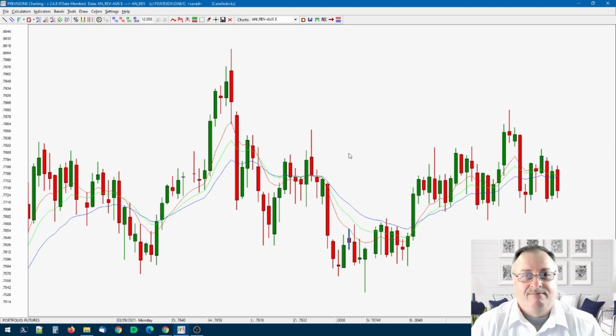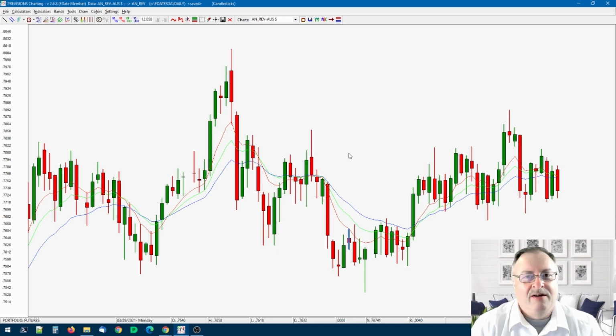Inside bars, we'll start with that one. Inside bars can neither be a swing top or a swing bottom because they just will never have a higher high or a lower low than the previous bar. They're inside, right? So that one's the easy one.